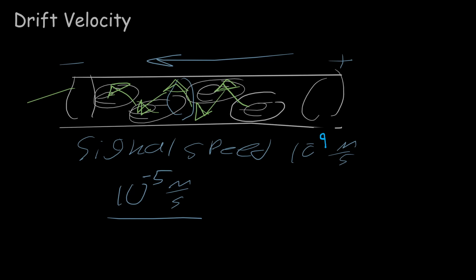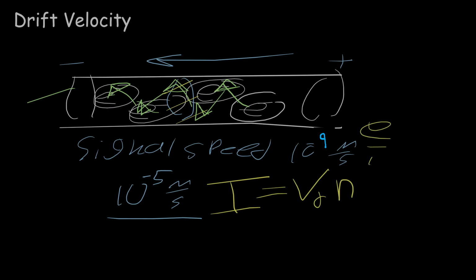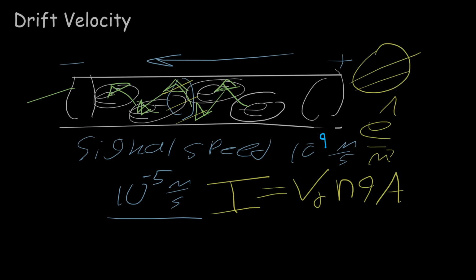And we can find drift velocity from our current equation. So current through this cross-sectional area is equal to the drift velocity times the density of the electrons, so this is going to be electrons over meter squared, and then times the charge of an electron, and also times the cross-sectional area that we're passing through. As you can see, it's like a circle. We'll just draw it right here. This is equal to pi r squared.